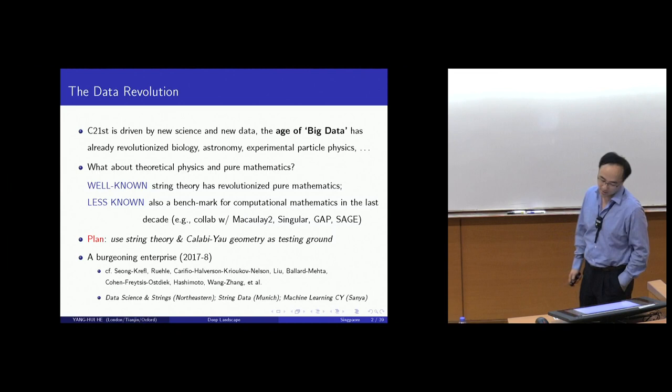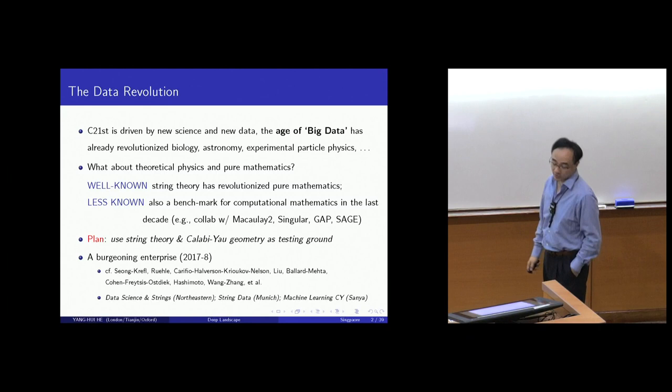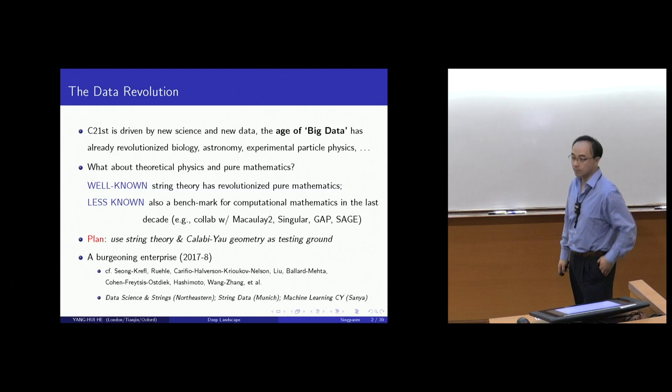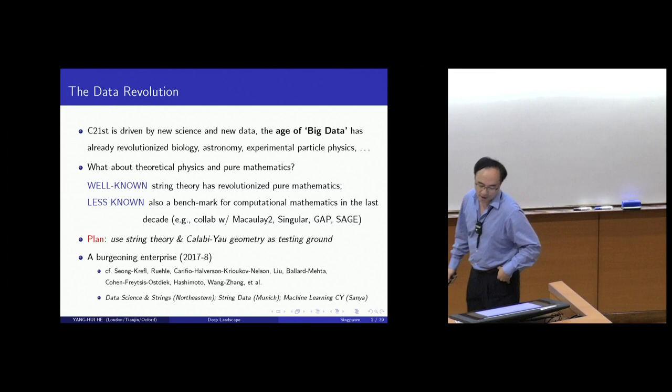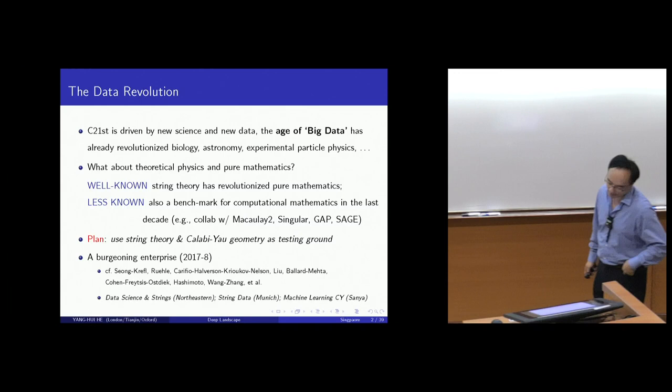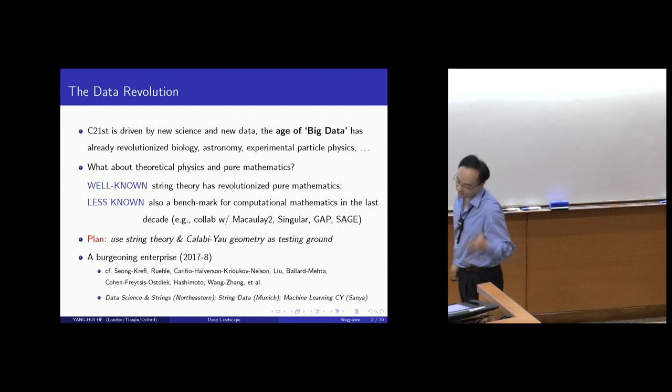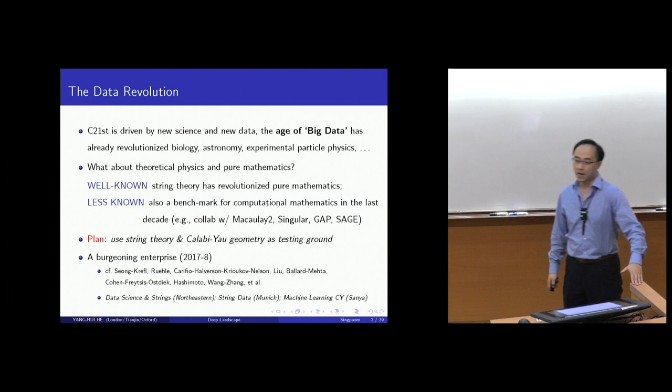with people like Macaulay or GAP or the SAGE project. They like us, they like string theorists, because the kind of problems we give them are hard in the computational complexity sense. So a lot of computational algebraic geometry problems are well benchmarked by the kind of problems that arise in string theory. The plan of this talk is that I'm going to use Calabi-Yau geometry in particular, a very classical topic, as a testing ground for recent advances in data science.